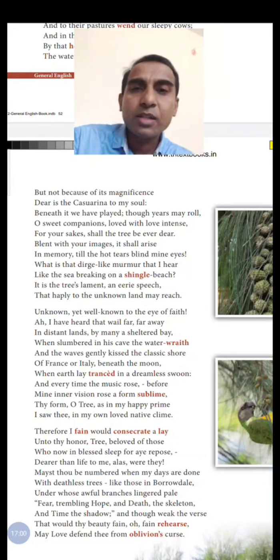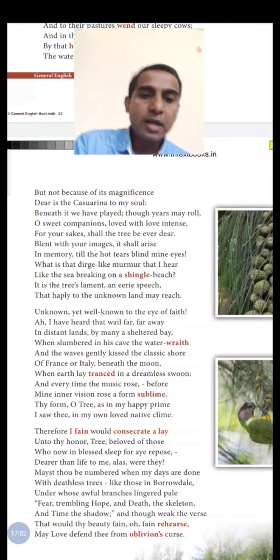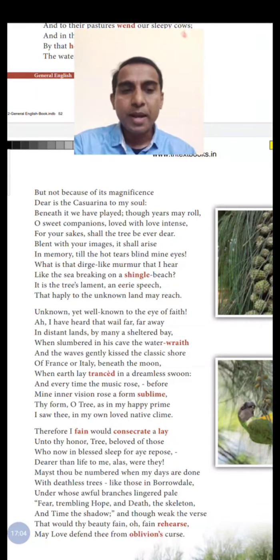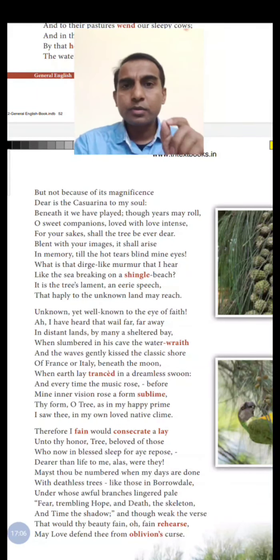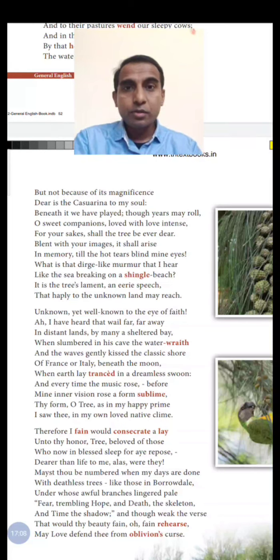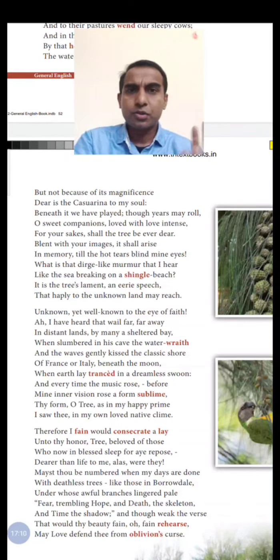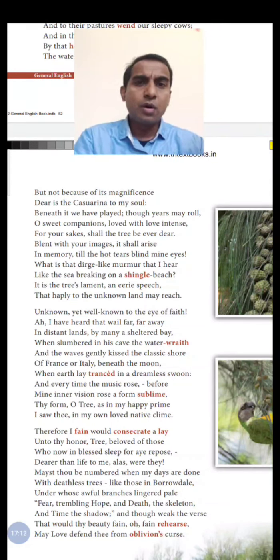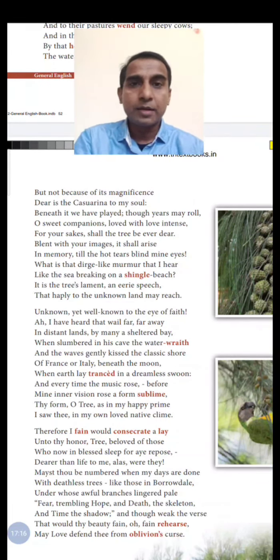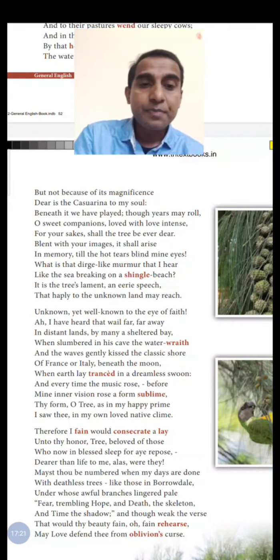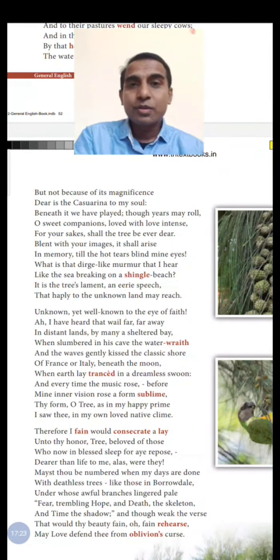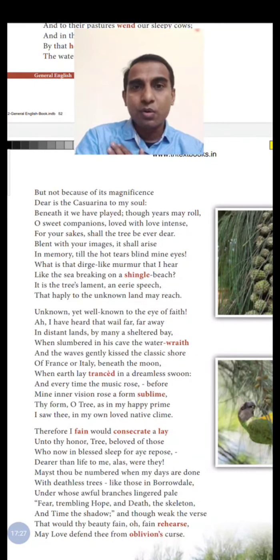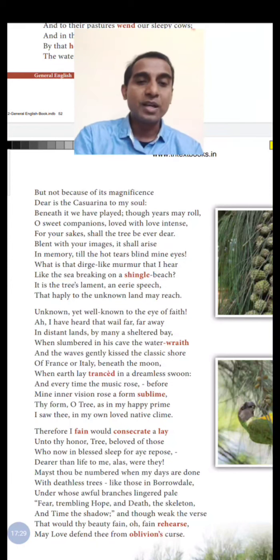But not because of its magnificence, dear is the Casuarina to my soul. But the poet here wants to remind us, not because this tree is so magnificent, isn't it? Extremely beautiful in all ways, all birds, all animals, the surroundings of the tree, everything is magnificent. I am not liking the tree just because it is magnificent. Dear is the Casuarina to my soul, this Casuarina tree is very close to my soul. Why? That's what the poet is going to tell now.